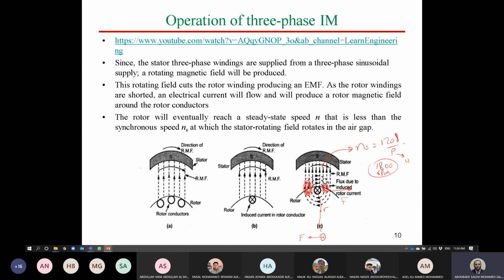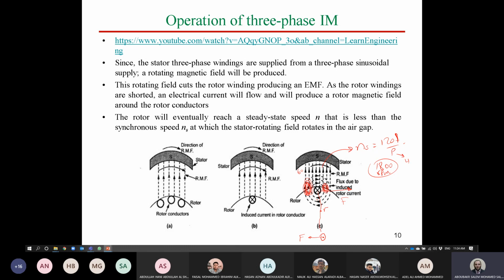What happens in order to reach steady state? Actually, the frequency of the flux which is moving here is 1800 rpm or 60 hertz, and the frequency. Doctor, please go ahead. What you mean is that when the machine is starting, it's operating in transient until it reaches the steady state? Yes, this is the meaning of transient.